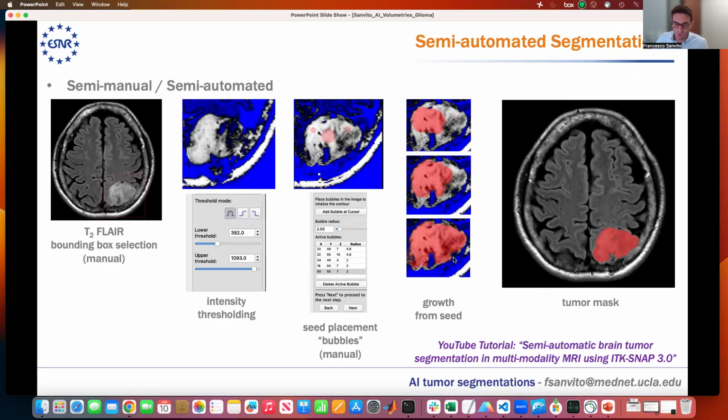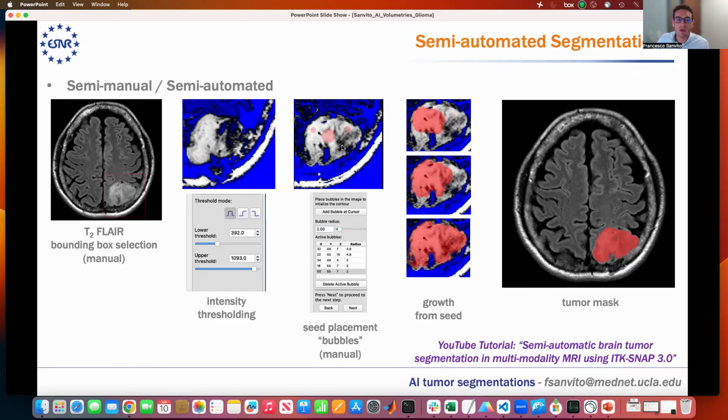Another example of semi-automated segmentation is what you can do with ITK-SNAP, but there is a bunch of different software products that can help you with this. The way this works is you select a bounding box where you see that the lesion is contained. You select certain thresholds of signal intensity that you think your tumor is representing, because in T2 FLAIR, for instance, the tumor is brighter than the rest of the brain.